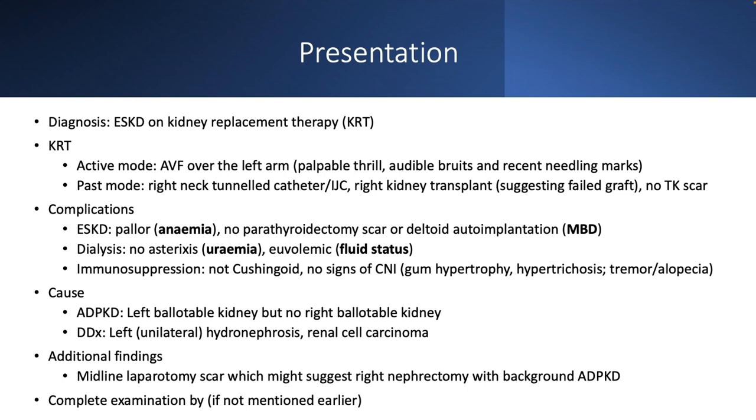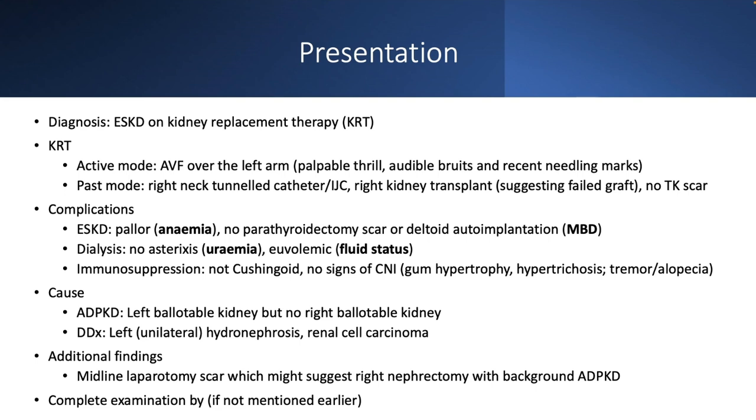In terms of past modes of kidney replacement therapy, I noticed that there are multiple scars over the right neck, which may suggest previous tunnelled catheter or IJC use. There is also a right Rutherford Morison scar over the right iliac fossa, which may suggest a failed graft. However, I don't see any horizontal incisions over the paraumbilical region that may suggest any previous Tenckhoff catheter usage.